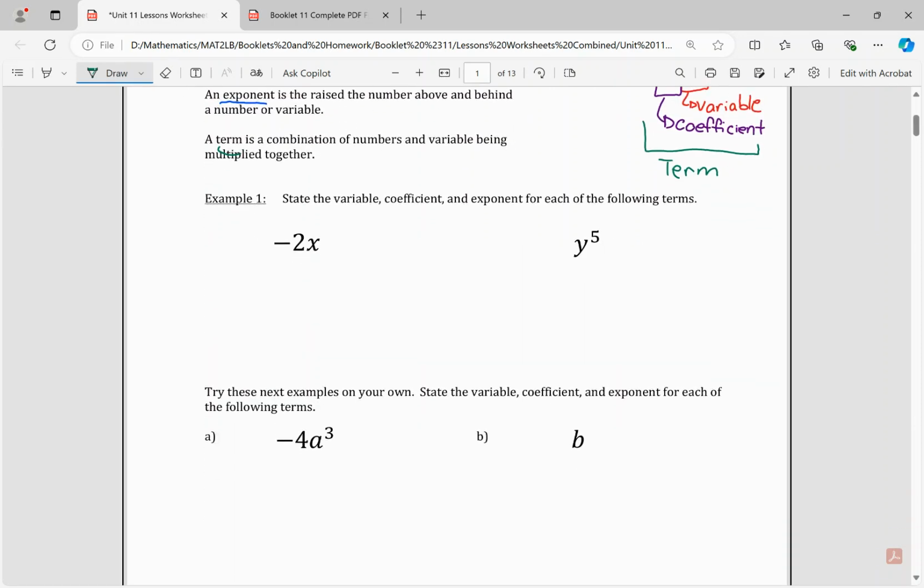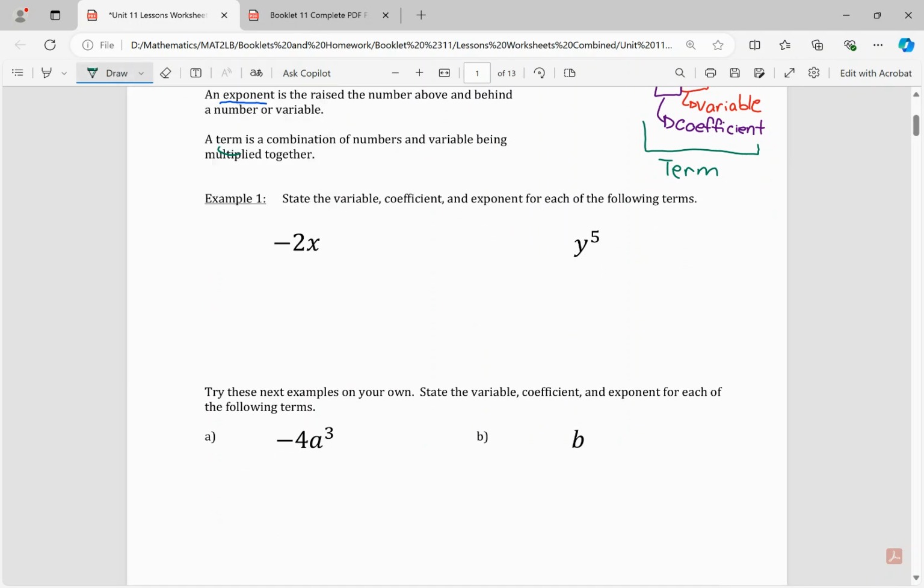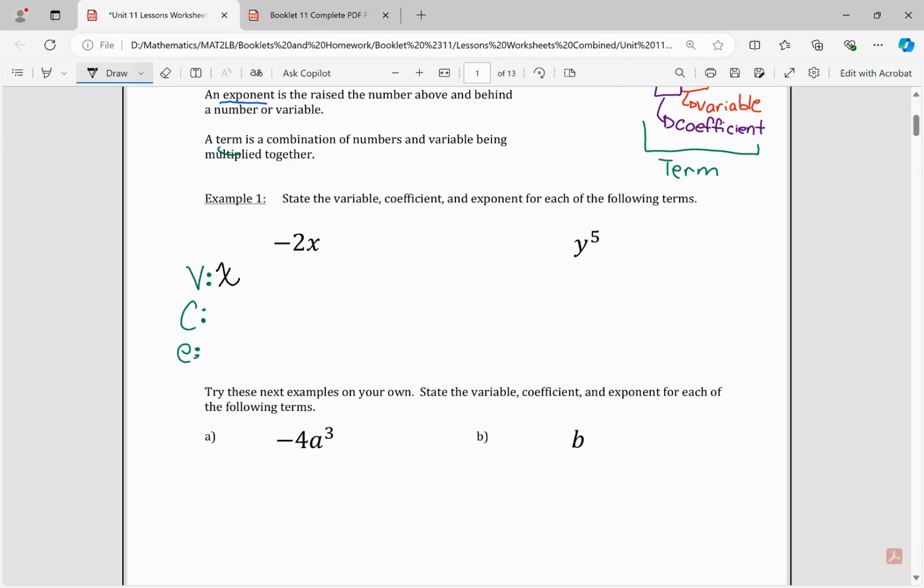So in these next examples, we want to state the variable, the coefficient, and the exponent. Now, I am going to use shorthand. I am going to use V for variable, C for coefficient, and E for exponent, okay? Now, in this first example, we have X as our letter. That's our variable, okay? Whatever letter you see, that's your variable. And remember, that X doesn't mean multiplication. That X is a variable. It could be any number. We just don't know what it is yet.